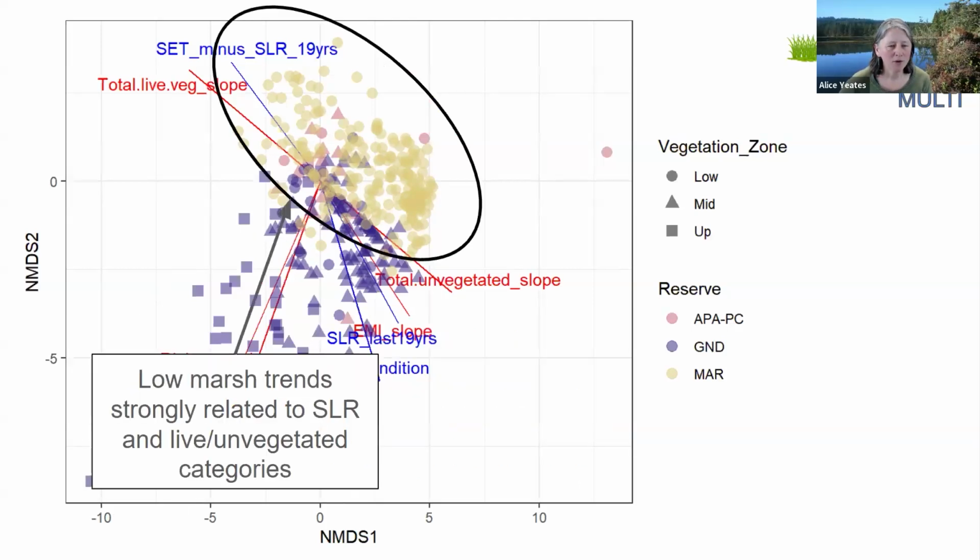What we see here is low marsh trends strongly with sea level rise, as well as live unvegetated categories.